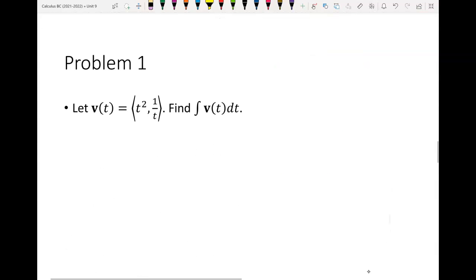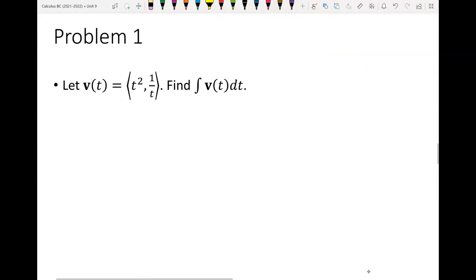Okay, so let's go ahead and just jump into a problem. I think you guys should be able to try that one on your own. We have our vector v, defined as t squared comma 1 over t. Go ahead and find the integral of v of t dt. Let's go ahead and try that one. Shouldn't take you that long.